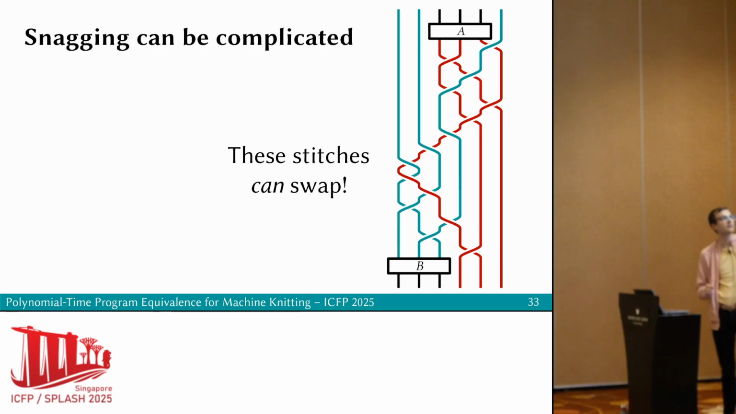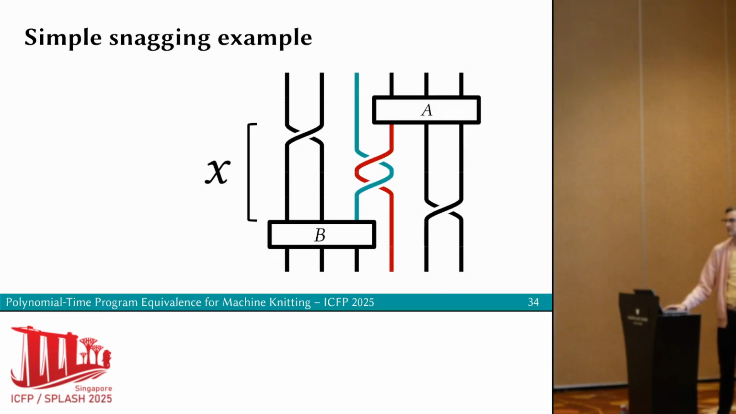In this example, these two stitches appeared maybe to be snagged, but we later showed that they can swap. And then here's where our categorical representation will come in and save the day. We can use category theoretic techniques to provably detect snagging. So we'll use this simple example to demonstrate our snag test.